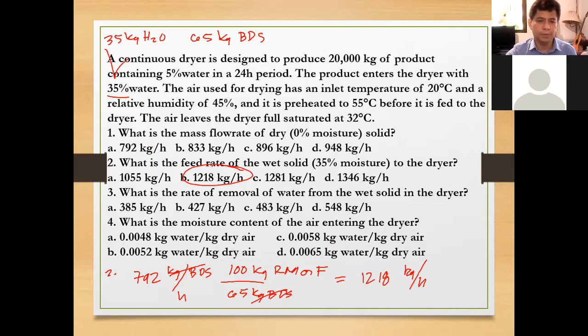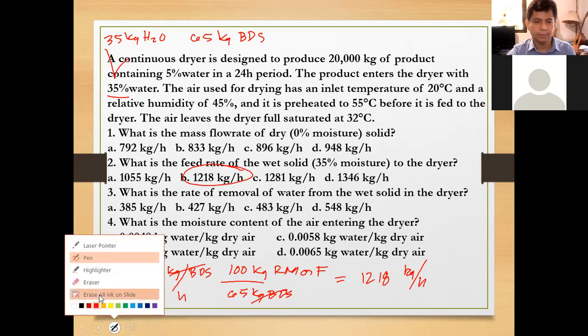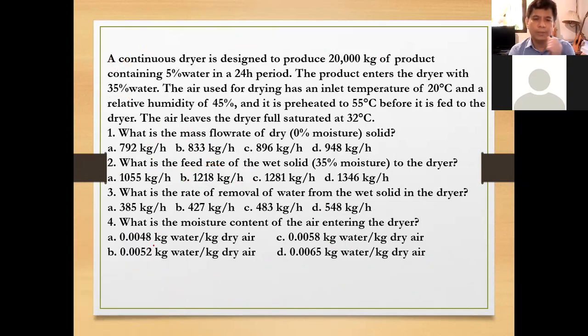Okay, let's proceed to number 3. What is the rate of removal of water from the wet solid in the dryer? So how do you find number 3? Kasi pag drying, di ba water yung natatanggal. So yung rate nung raw material or nung feed minus yung rate nung product, that will give you the amount of water.